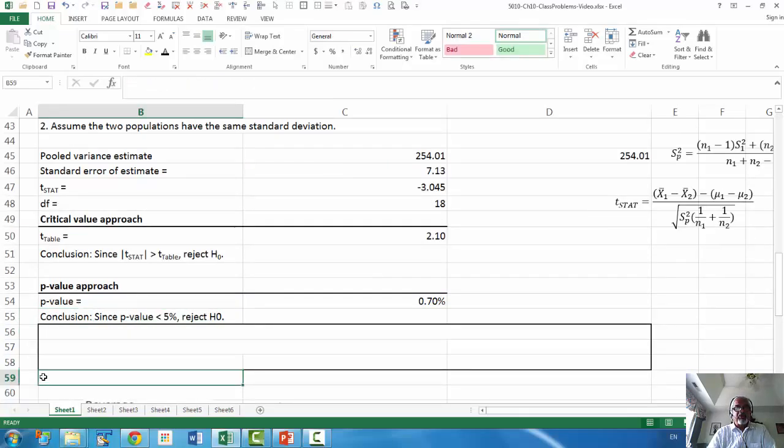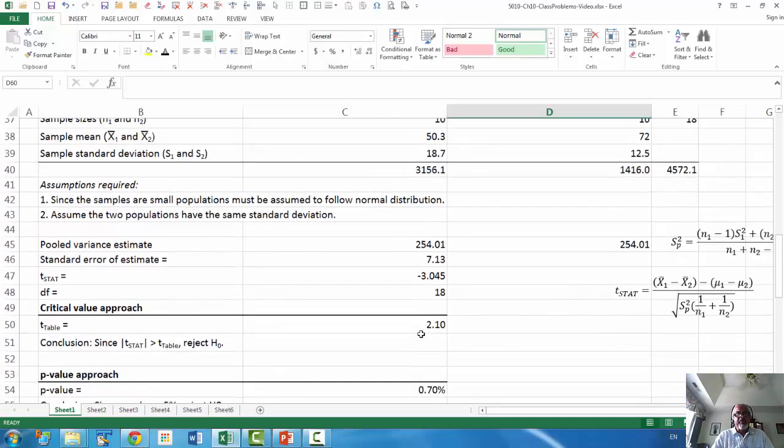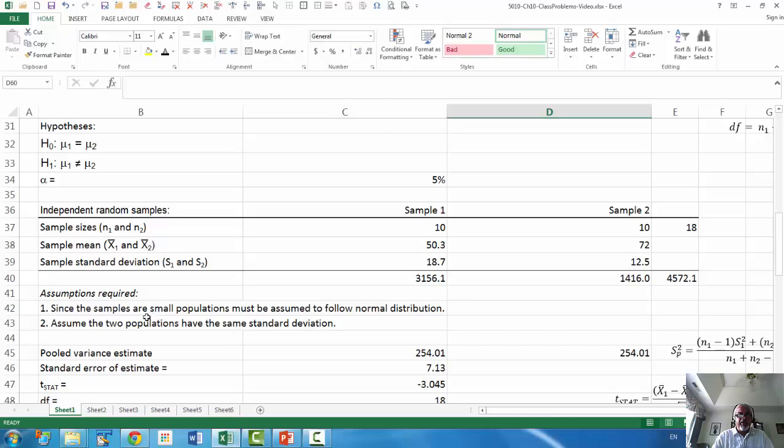Okay, so our conclusion is that we have sufficient sample evidence to conclude that the average weekly sales for the new cola for the two different locations are not the same. The probability that this conclusion is wrong is very small, 0.7%. Now we can do one more thing when we make a conclusion like this: verify the assumptions that we made. The assumption being that the two population standard deviations are the same.